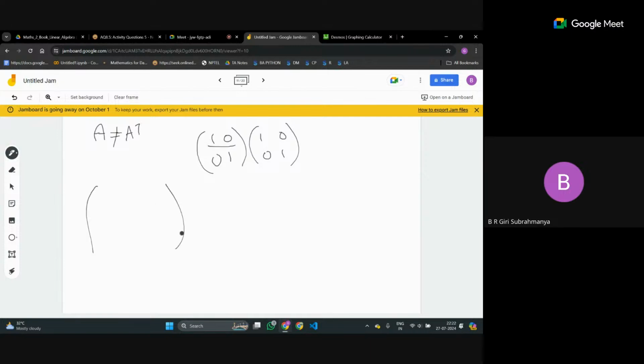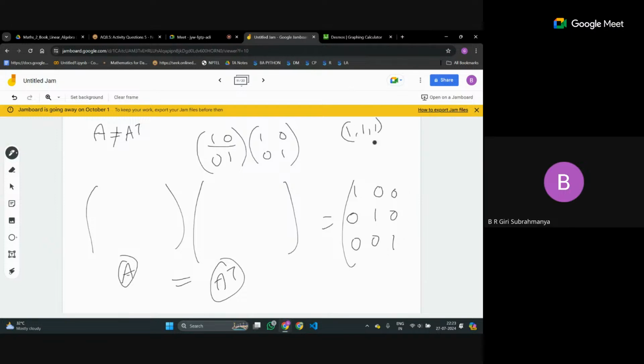Let us take some 3 cross 3 matrix, okay? This is matrix A and we need the transpose such that the resultant is the identity matrix. And we don't want A to be equal to A transpose. We just want to find one such example. We don't want both to be equal. So we just need some 3 unit vectors. Let's take 1, 1, 1. What will be the unit vector? 1 by root 3, 1 by root 3, 1 by root 3, correct? Okay. So this is A, and A transpose will be 1 by root 3, 1 by root 3, 1 by root 3.